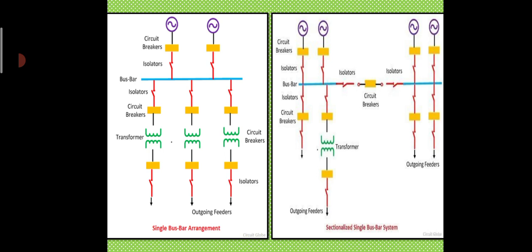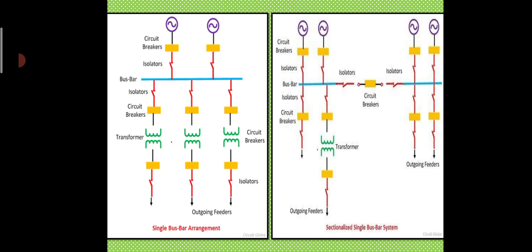Each circuit is protected by its own circuit breaker and each circuit breaker is flanked by two isolators. The major drawback of this system is that if a fault occurs on any section of the bus bar, the entire bus bar has to be de-energized for carrying out the repair work. This results in loss of continuity of service of all feeders and lines. Similarly, periodic maintenance work on the bus bar can also be carried out only by disconnecting the whole supply.